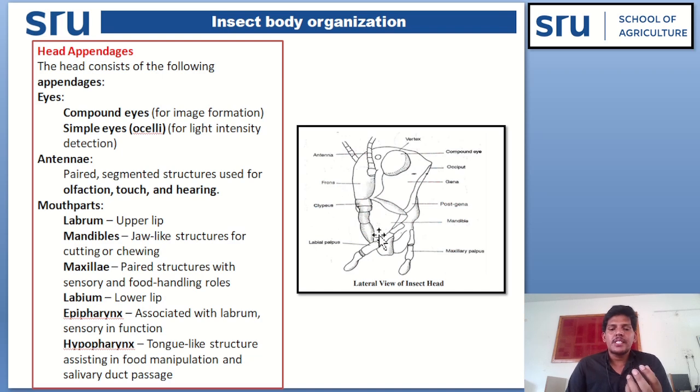Other appendages of the head are mouth parts: labrum, the upper lip; mandible, a jaw-like structure for cutting and chewing the food particles; next is the maxillae, a paired structure with sensory and food handling roles; labium, this is the lower lip; epipharynx, associated with the labrum and sensory in function; hypopharynx, a tongue-like structure that helps in food manipulation and salivary duct passage.